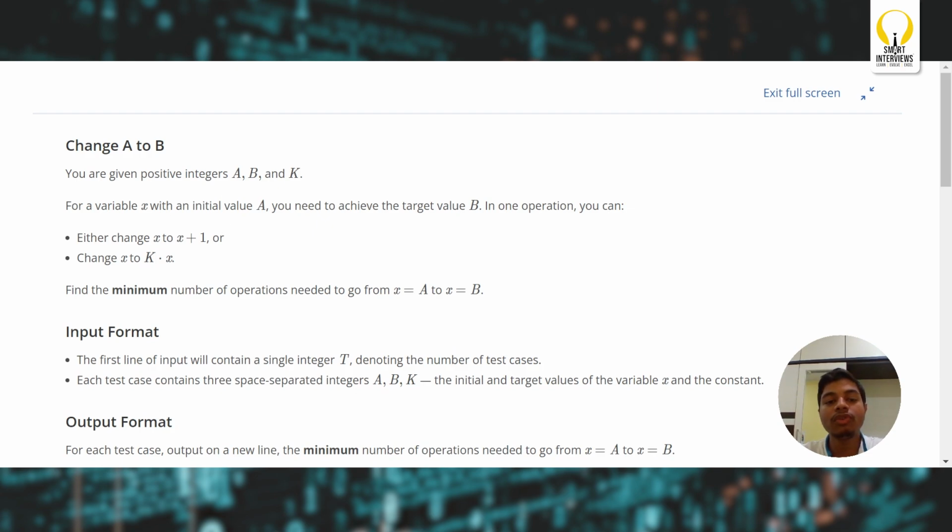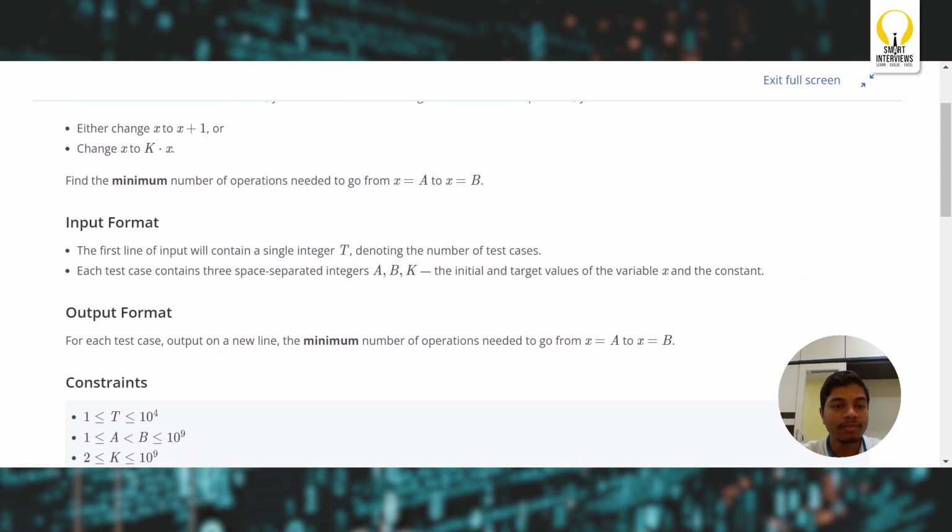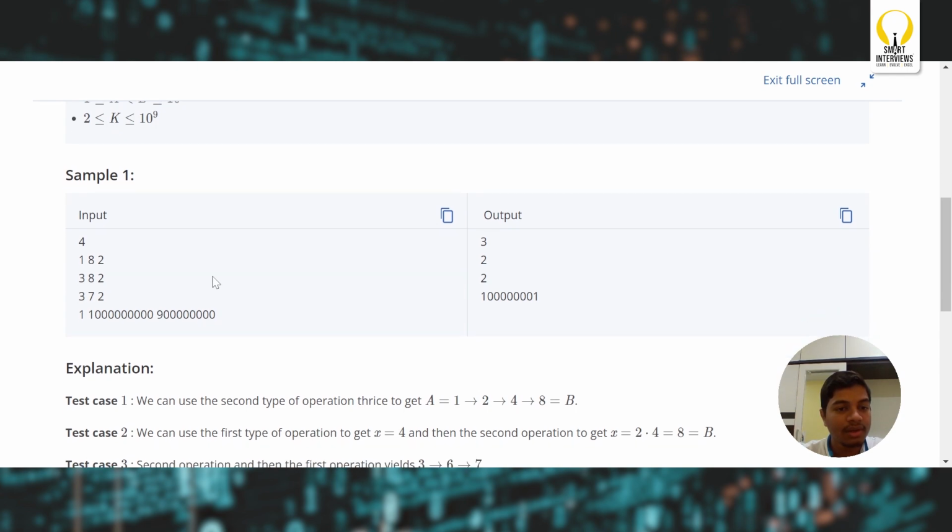In one operation, you can perform something like a is going to be a plus 1 or else a is going to be a into k. At some particular point, this will reach b and we're supposed to find the minimum number of operations to convert. Yes. So let us take an example 1 8 2.